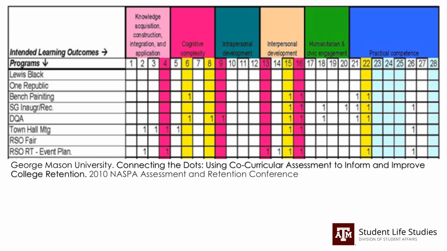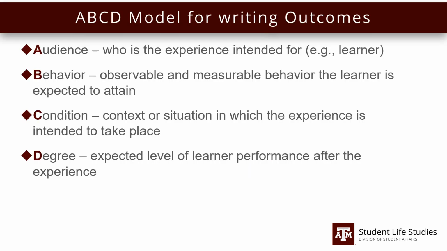The rubric in this slide is an example of a rubric mapping to practice. This rubric maps learning outcomes throughout the co-curricular programs to the standards for learning and development outcomes of the Council for the Advancement of Standards in Higher Education, or CAS. There are many models that can guide you when writing outcomes for a rubric.